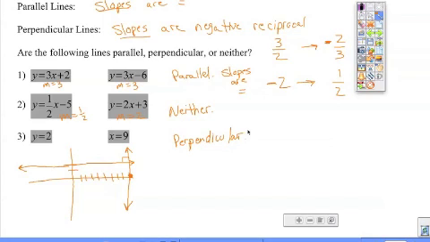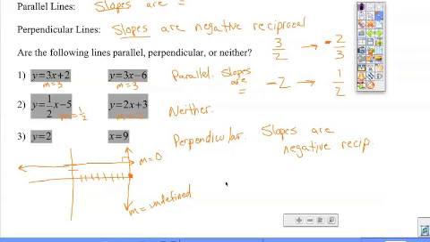But perpendicular lines are supposed to have slopes that are negative reciprocals. Well, we remember that the slope of a horizontal line is 0. So the slope of this horizontal line is 0, and the slope of this vertical line is undefined. Is 0 the negative reciprocal of undefined?